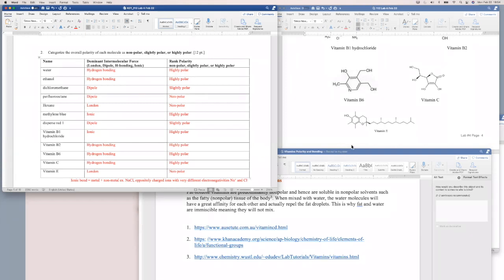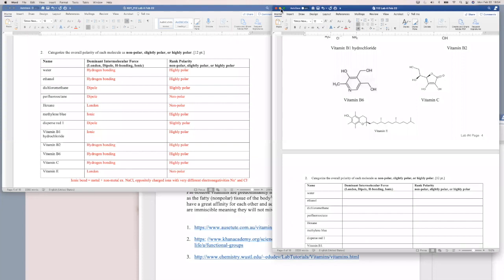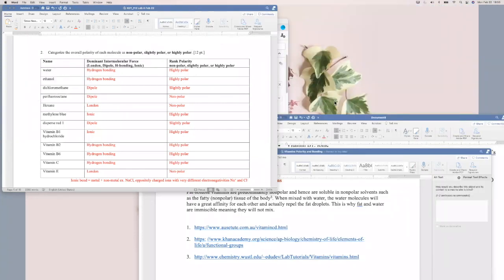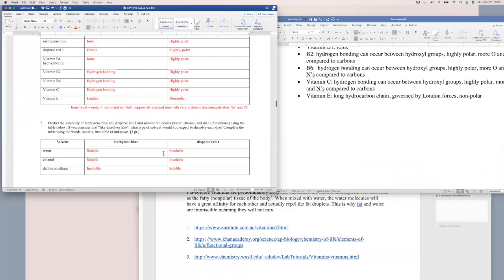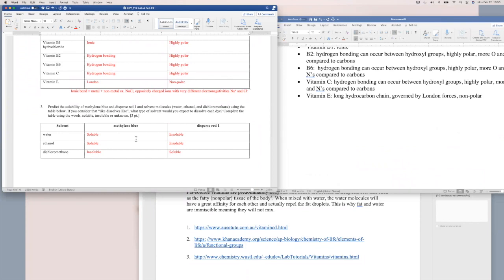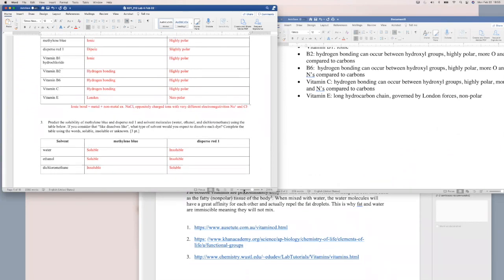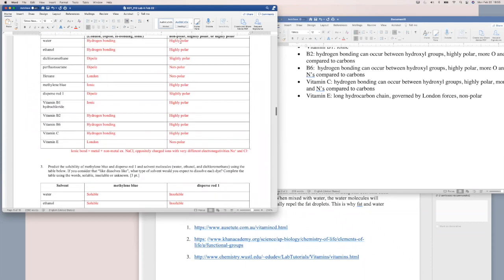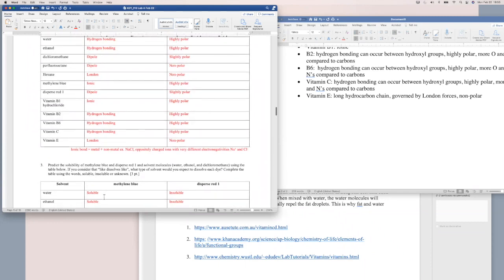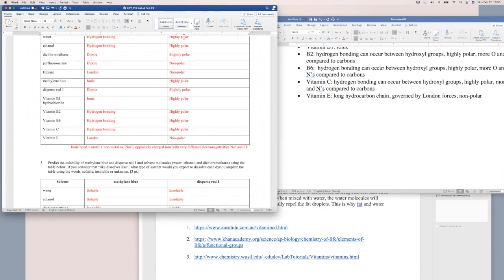Okay, so then just these 3 questions here. If we're putting something like methylene blue, which is ionic and highly polar, in water, which is also highly polar, like dissolves like. So something that's highly polar is going to be soluble in something that is also highly polar. So that's going to be soluble.